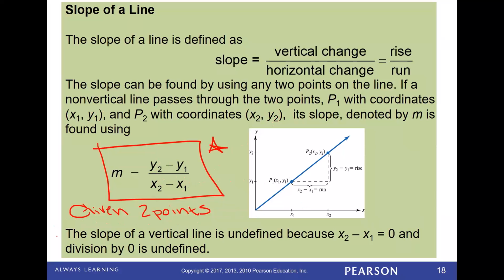Now, we do have to be a little careful because the slope of a vertical line is going to be where you have basically an undefined slope. And because of that, we do have to state that it is undefined because we can't divide by 0.